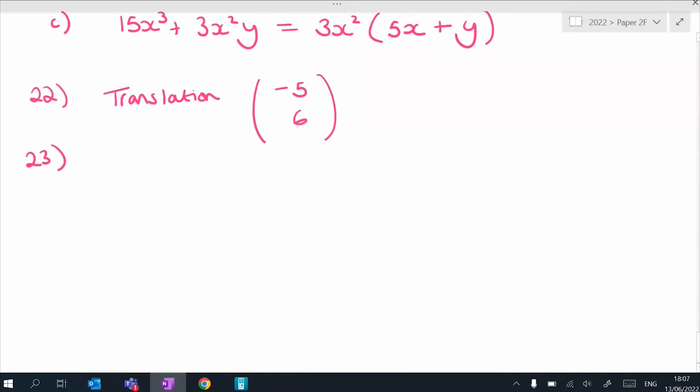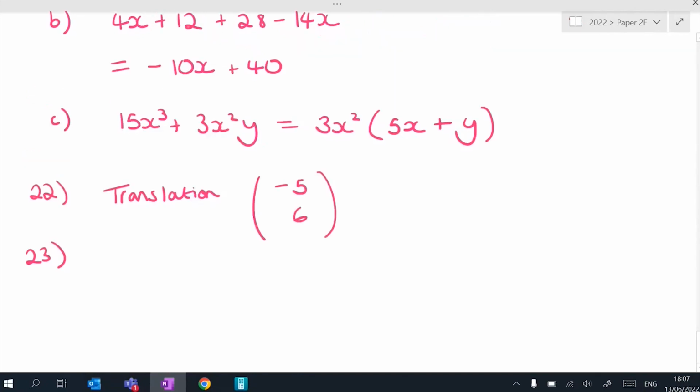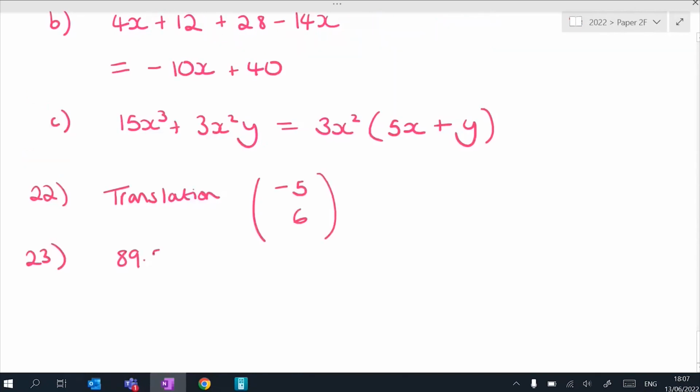Question 23 is an error interval. So we've got 90 meters to the nearest meter. That means that my lower bound would be 89.5, and my upper bound would be 90.5.